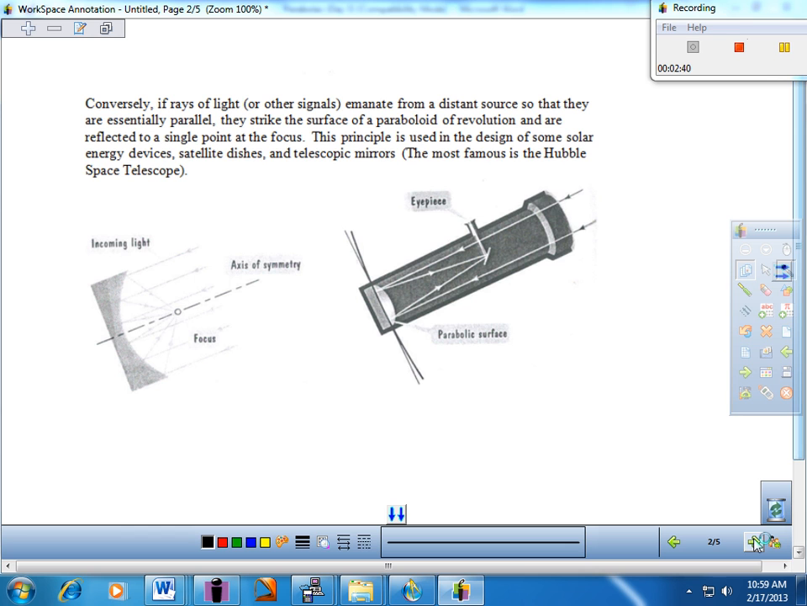But regardless, here's what we have. So we have the incoming light, or whatever source we're talking about, and it's coming in parallel to the axis of symmetry if it's placed right, and it bounces off our parabolic surface and goes right to the collection point here at the focus. And you can see that with this little telescope right here, it bounces off the mirror right to the eyepiece, and then you can kind of see right here. Here's the focus right here, and that's where it's looking at.